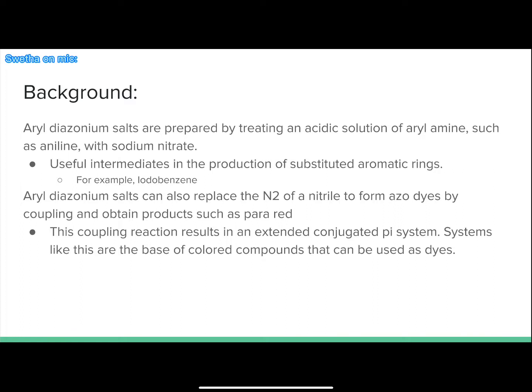Aryl diazonium salts can also replace the N2 to form azo dyes by coupling and obtain products such as para red. This coupling reaction results in an extended conjugated pi system. Systems like this are the base of colored compounds that can be used as dyes.